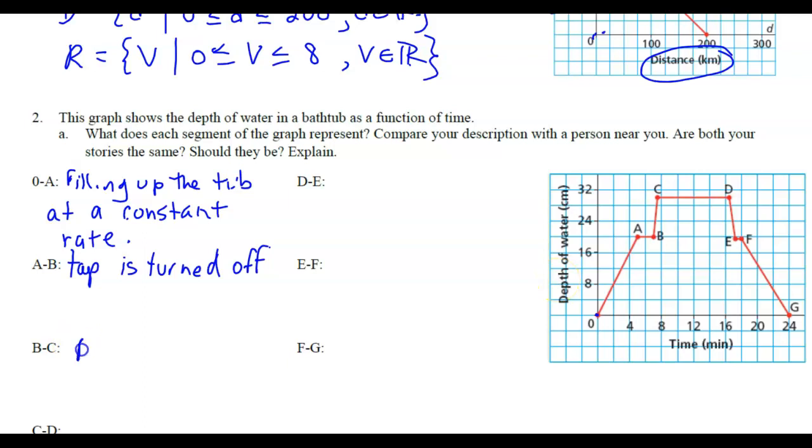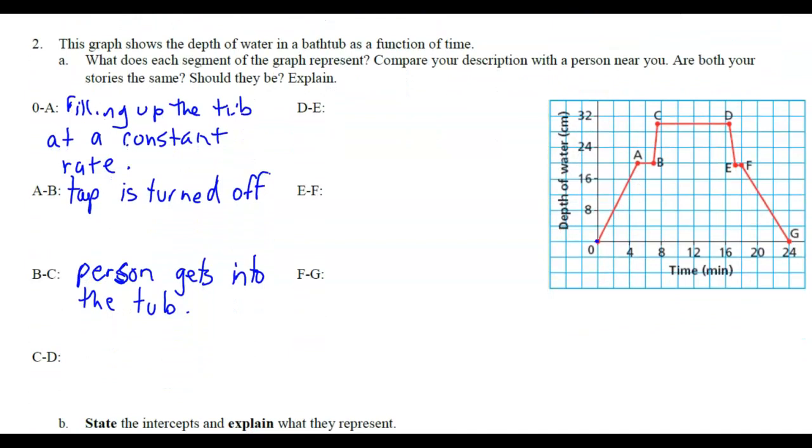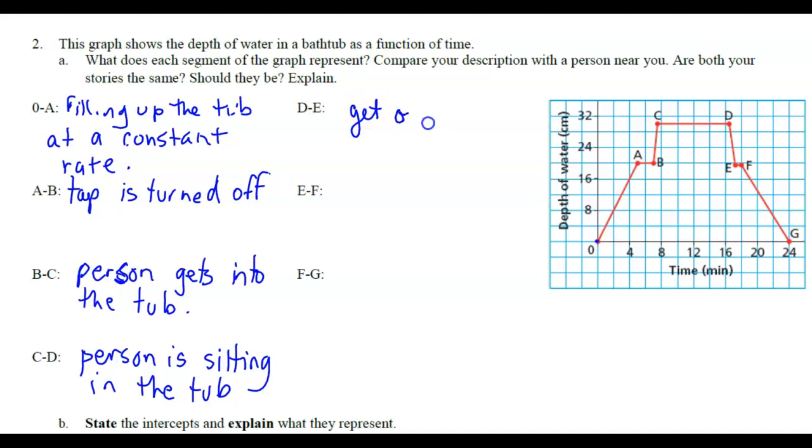So here I go, person gets into the tub. Okay, then C to D, they're obviously having their bath. They're sitting in the tub. Yep, then D to E, they get out of the tub. So the person gets out of the tub.